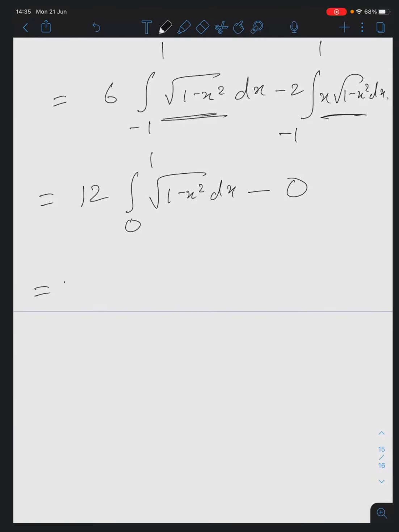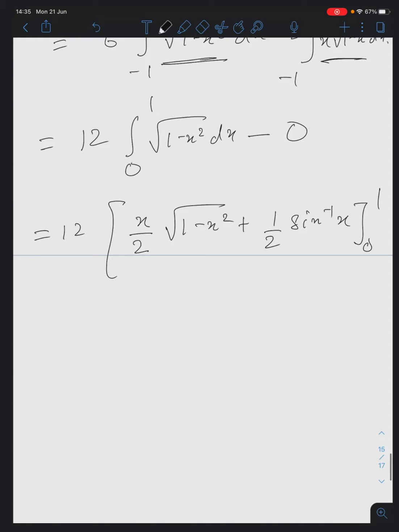Yes, ma'am. Now you have the formula: what is integration of root over of 1 minus x square? It is x by 2 root over of 1 minus x square plus 1 by 2 sine inverse x, from 0 to 1. Okay. Now look at the lower limit. Lower limit, first part is 0, second part is also 0. For the upper limit, again the first part will be 0, only second part will be left out. That is 12 into, first part is 0, you will get 1 by 2 sine inverse 1. Is it or not? All remaining terms will be 0.